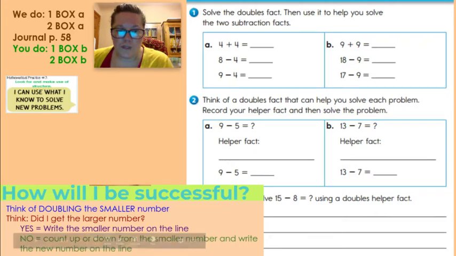If this is confusing, all we did was write a doubles addition fact for the small number and then just subtracted 9 minus 5, okay? So go ahead at this time, you can work on letter B. Here, just do 9 plus 9, 18 minus 9, and 17 minus 9. And then over here, you can do double the 7 on the line, and then do 13 minus 7.